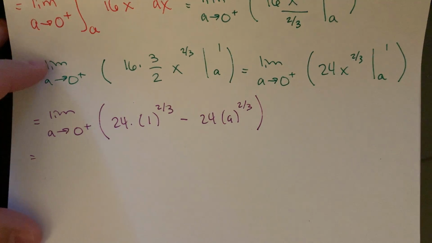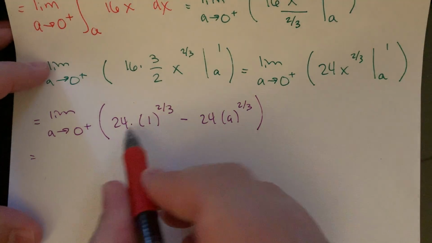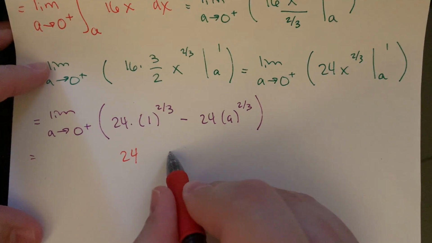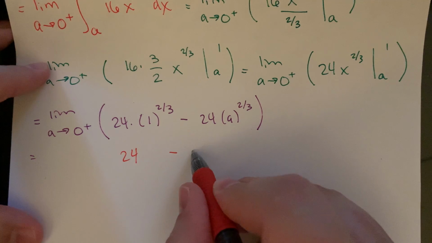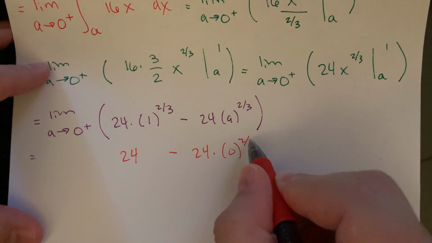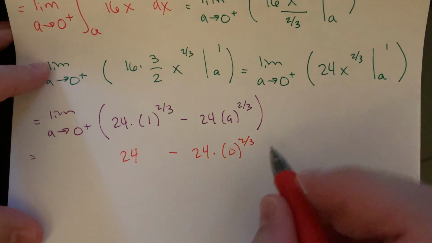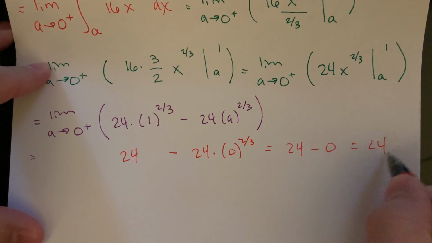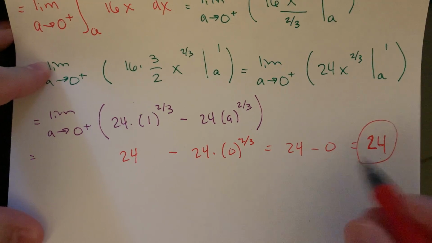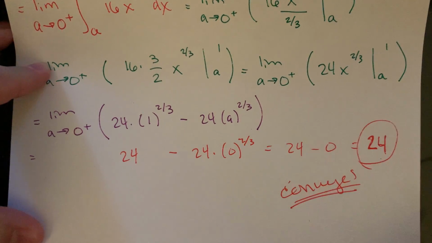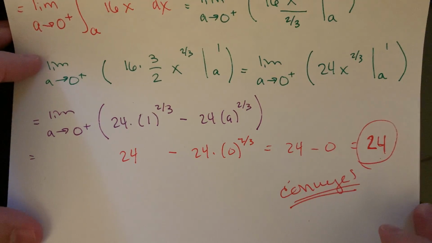This is going to be what? If I sub it in, this is just 24, right? 1 to the 2/3 is 1, so that's just 24 minus, so a goes to 0, 24 times 0 to the 2/3. 0 to the 2/3 is 0. That's 24 minus 0, so that's just going to be 24. Our favorite band is back in action because that one, my friends, is going to converge.